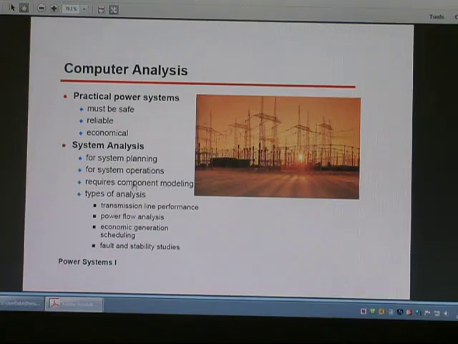So that type of the analysis includes the transmission line performance, how the lines are performing, power flow analysis, how the power is flowing, economic generation and scheduling, how to operate the generator for the economic operation, and when a fault happens, it needs to be stabilized, so the fault and stability stages are included.